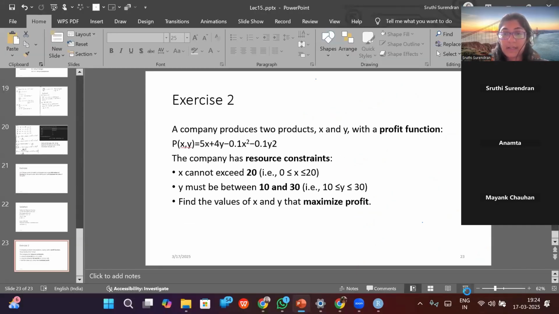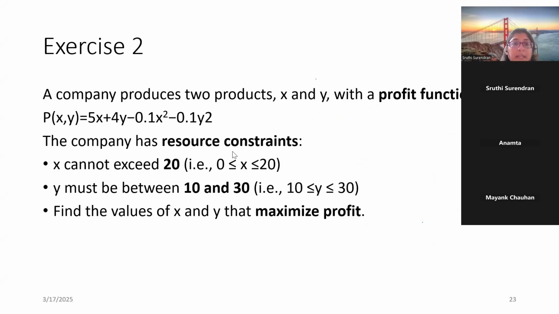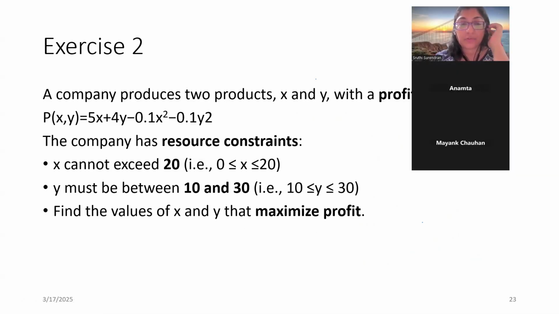Now let's go to a second problem. Here a company is producing two products, X and Y, with a profit function P, which is a function of X and Y given by this equation. The company has resource constraints where X cannot exceed 20, Y must be between 10 and 30, and you have to find the values of X and Y. Okay, let me move to the solution.